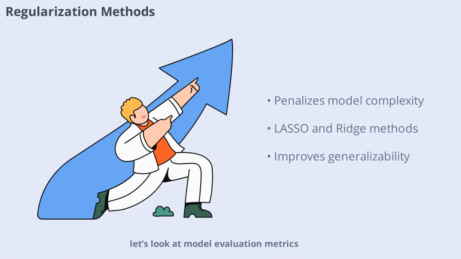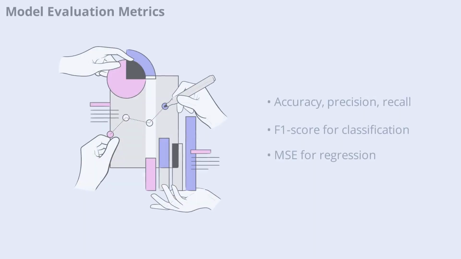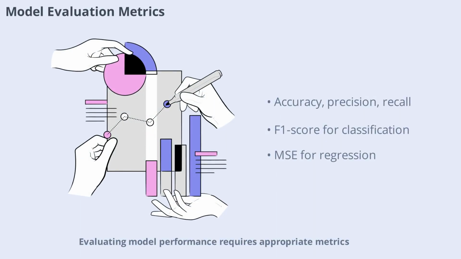Next, let's look at model evaluation metrics. Evaluating model performance requires appropriate metrics. In biological classification tasks, accuracy, precision, recall, and F1 score are commonly used. For regression, metrics like mean squared error and R-squared are standard. Choosing the right metric depends on the biological question and data type. Proper evaluation ensures that models are both effective and reliable.